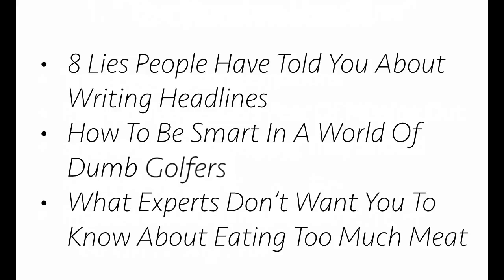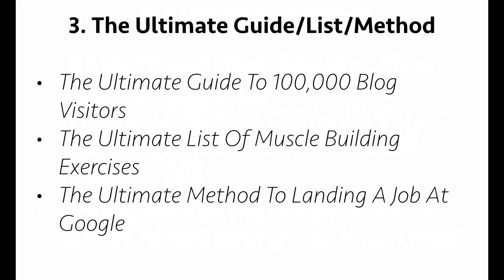So these are just some examples. I hope you understand what I'm trying to get with this. And then the third method is what I call the ultimate guide, ultimate list, or the ultimate method. The reason these work is because you're making a big promise. Inside this article, you're going to provide them with a lot of value, and this works time and time again. So here are some examples of what I mean.